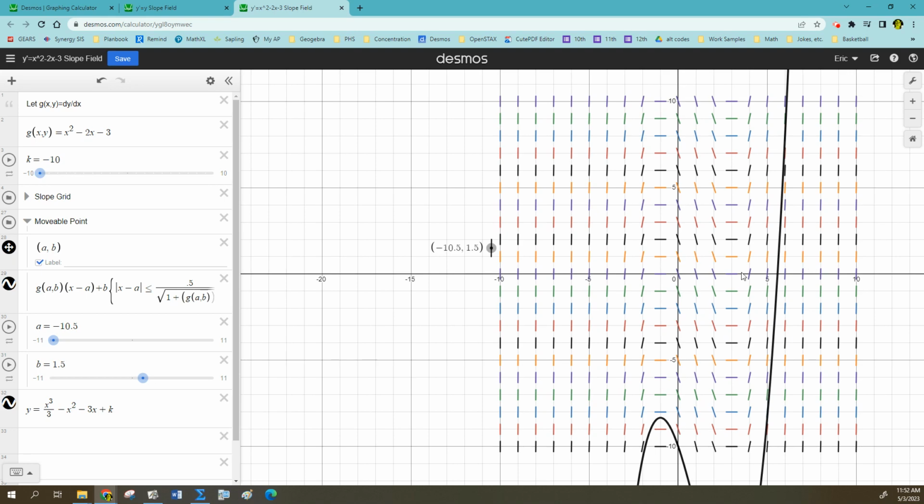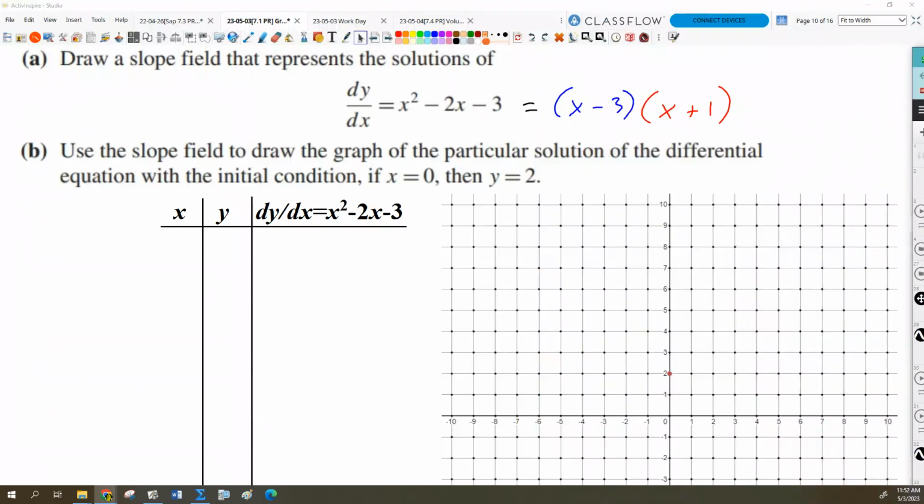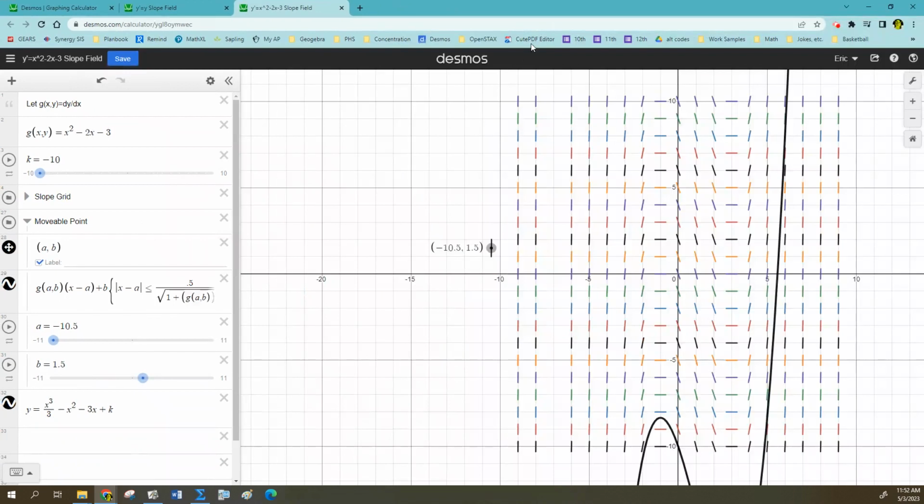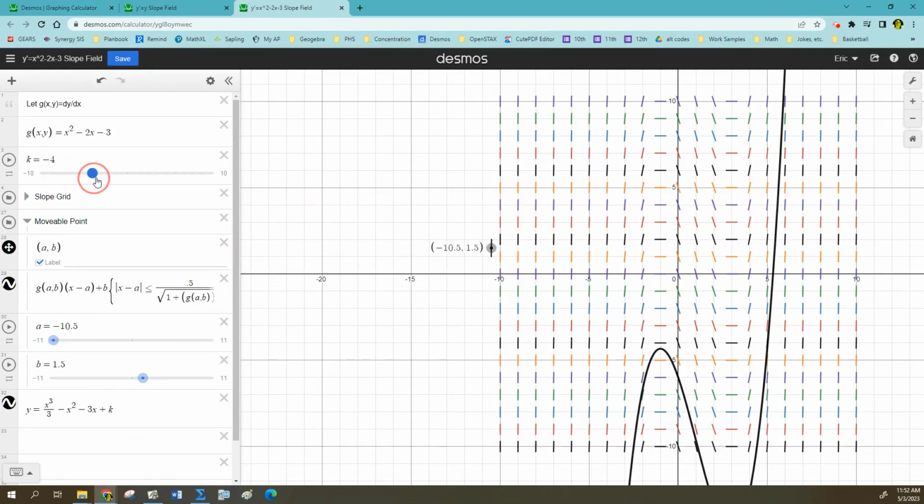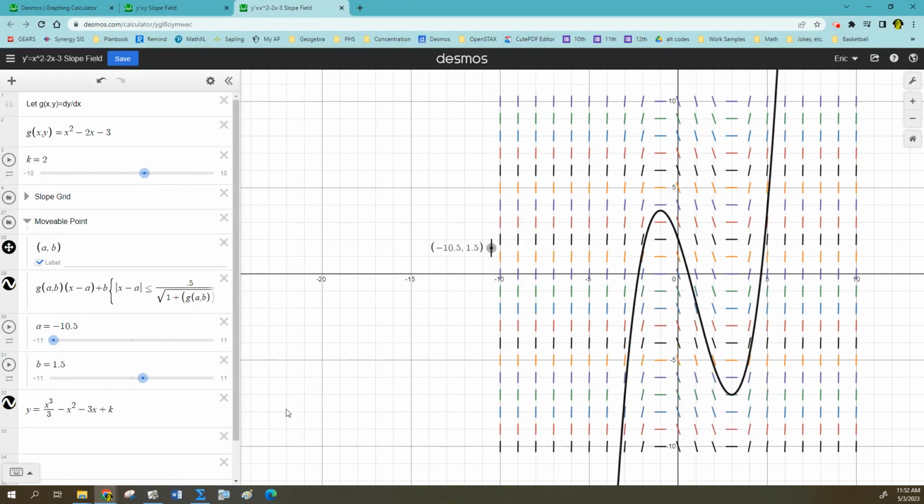Okay. Again, if I want to find the one trajectory through the point 0, 2, I've just got to vary the constant until we get that trajectory, and there it is, right? There's the point right there. There's the point 0, 2. So that would be the graph of the particular solution of that differential equation with that initial condition. y is 2 when x is 0. Okay, isn't that cool?